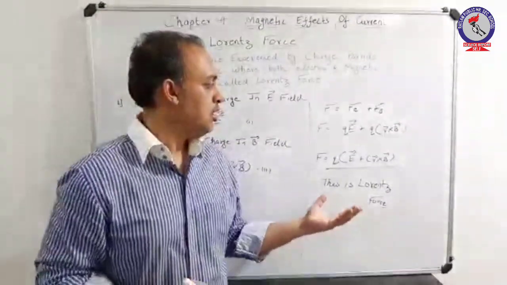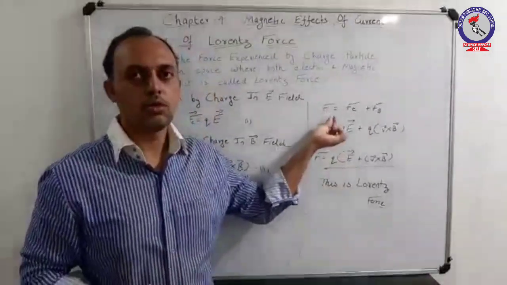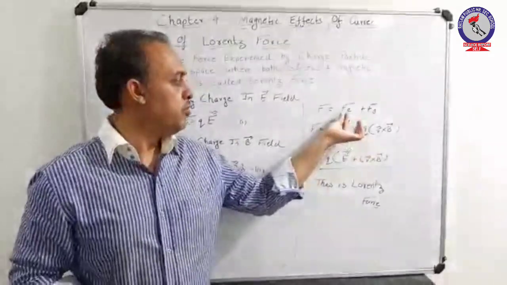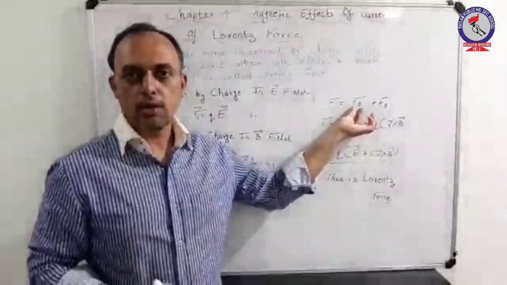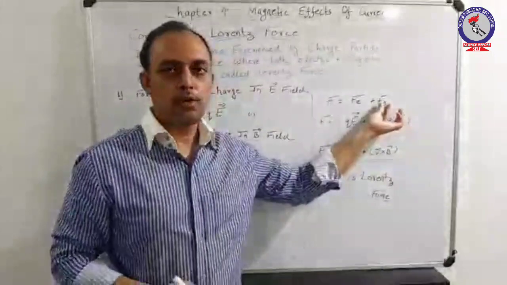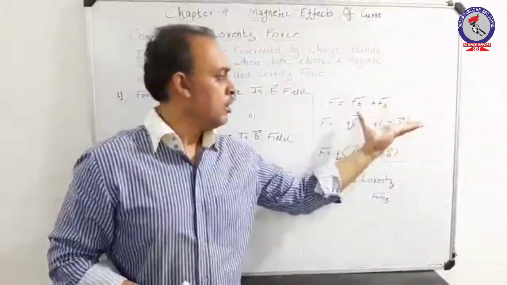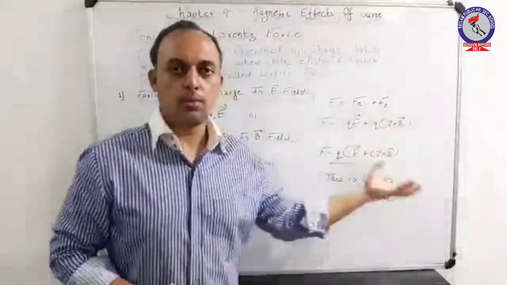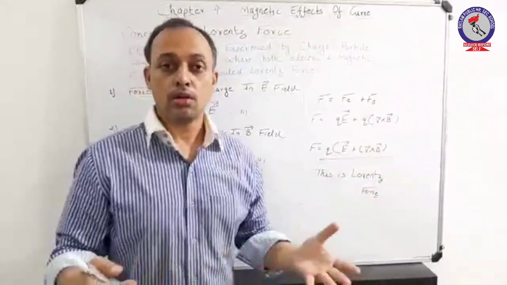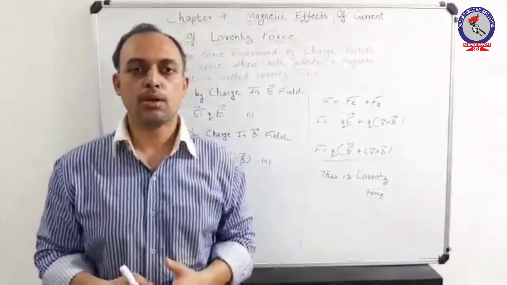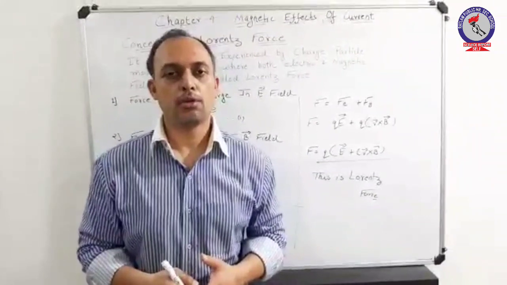So as you can say, Lorentz force is simply a combination of force experienced by a charge in electric field and the force experienced by a charge in magnetic field. The combination of the two will make a Lorentz force. The direction of this Lorentz force can simply be calculated with the help of Fleming's left hand rule.